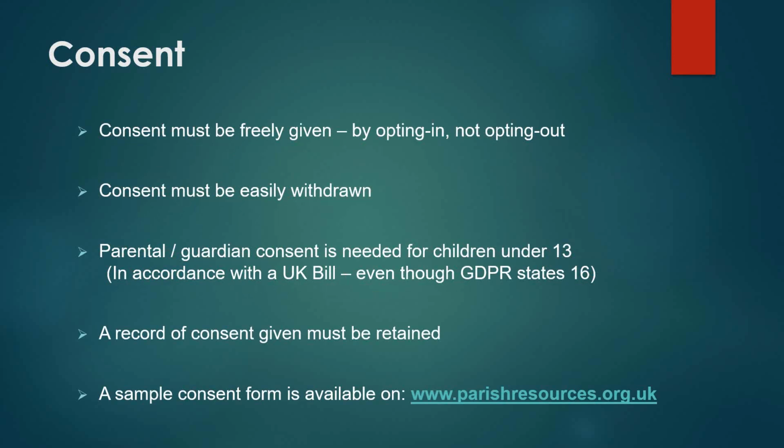Consent now needs an opt-in. We can no longer rely on people receiving a newsletter unless they tell us otherwise. With consent, the individual is required to actively opt in, such as by ticking a box. It also needs to be easily withdrawn, and parental guardian consent is needed for children under 13. Even though GDPR states 16, the UK law is that it's needed for children under 13.